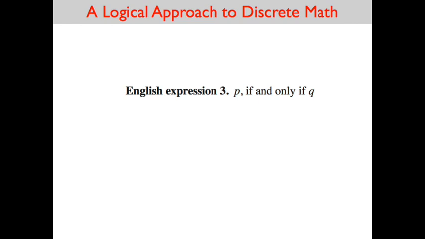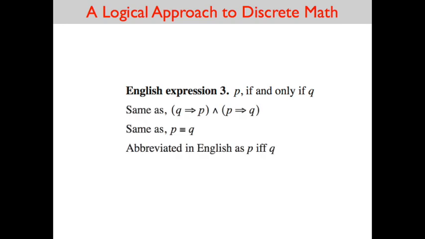P if and only if Q. Well, what's happening here? If you say if, this is the same thing as what? P if Q and what? P only if Q, right. So it's both. So it's both P implies Q and it's what? And Q implies P. So this is going both ways. All right? So it's the same as Q implies P and P implies Q.